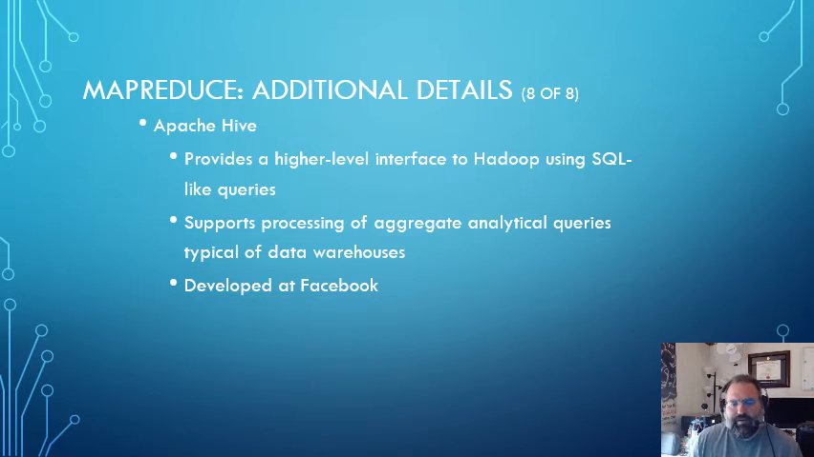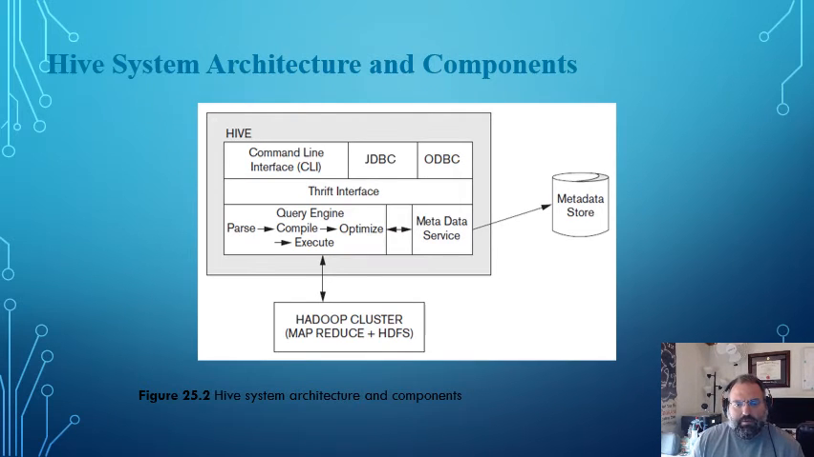Apache Hive is kind of a higher level interface, again, using SQL-like queries. It supports processing of aggregated analytics queries, somewhat similar to what you might do with a data warehouse. It was developed at Facebook. Here is the basic idea of the Hive structure. There is a command line. You've got JDBC and ODBC going on for accessibility and so on.